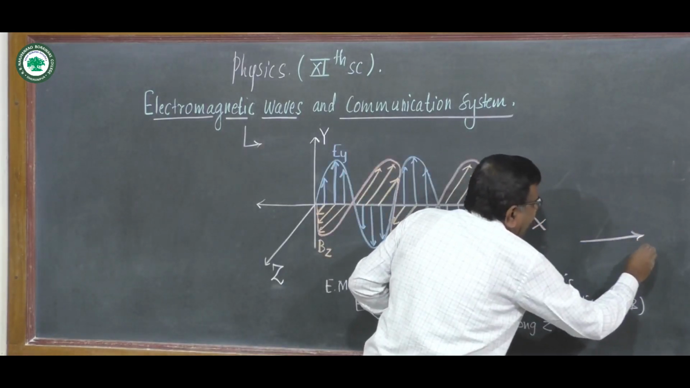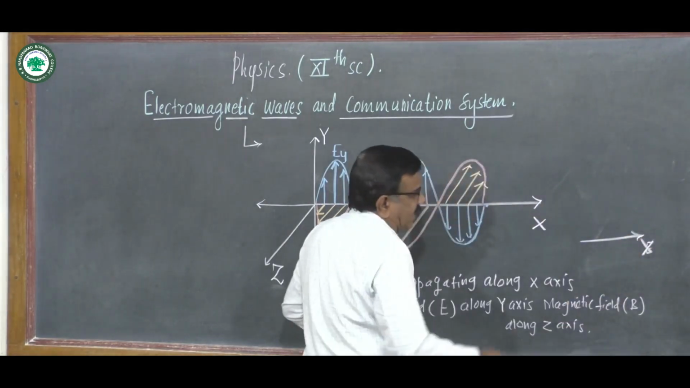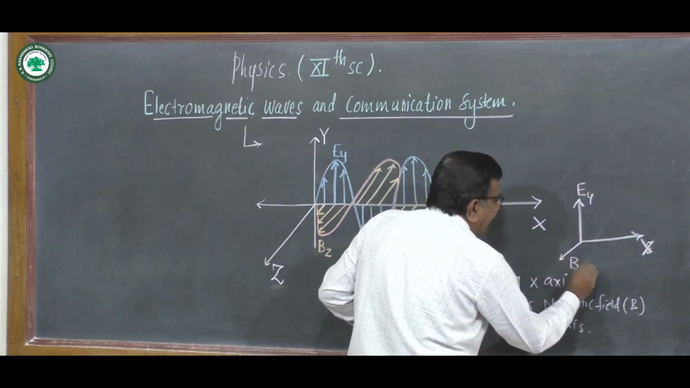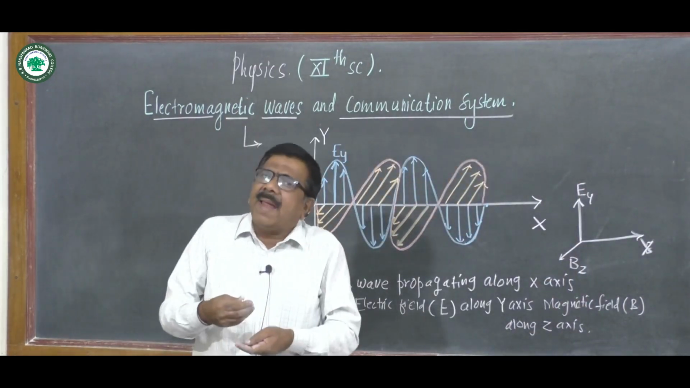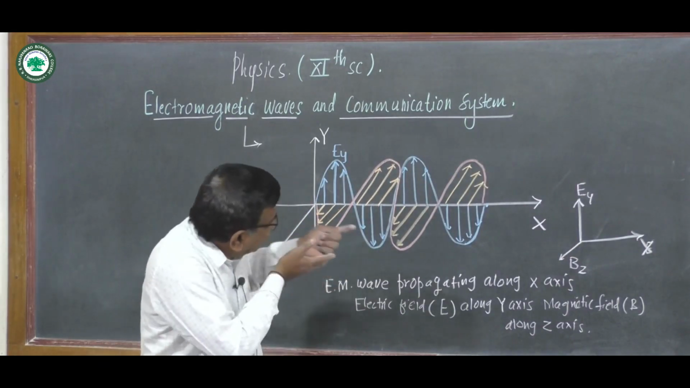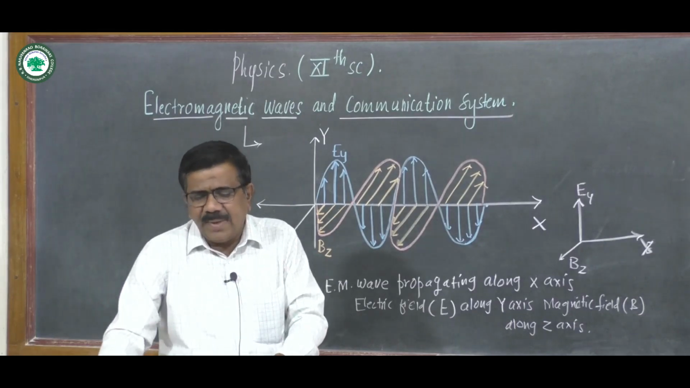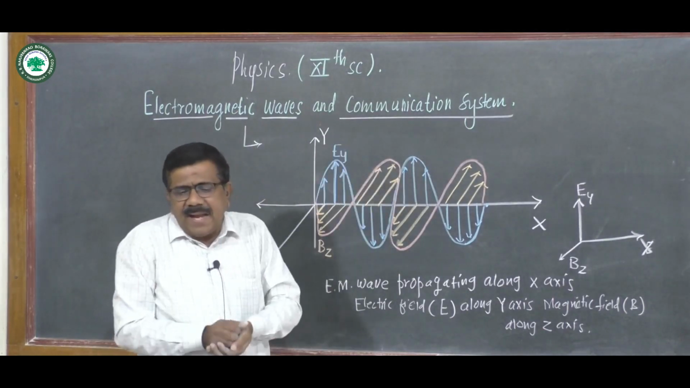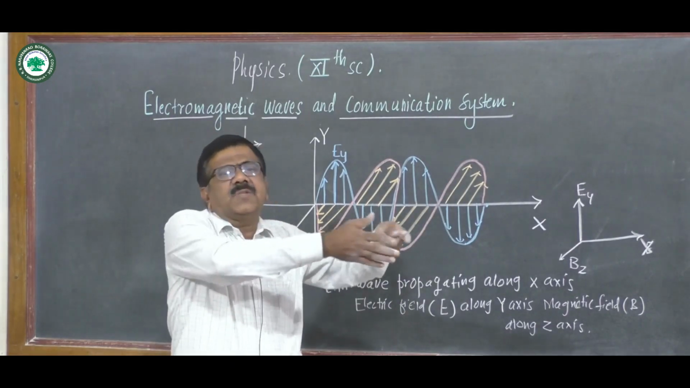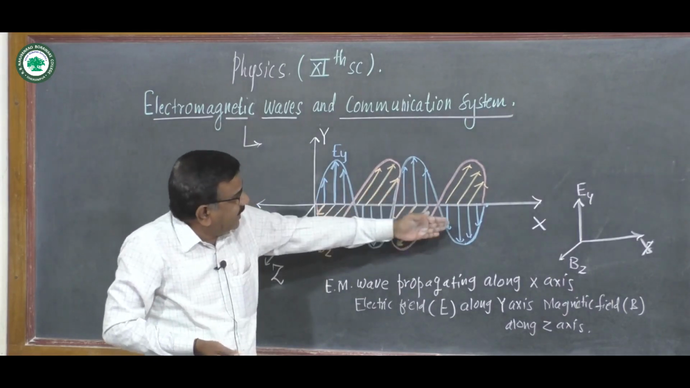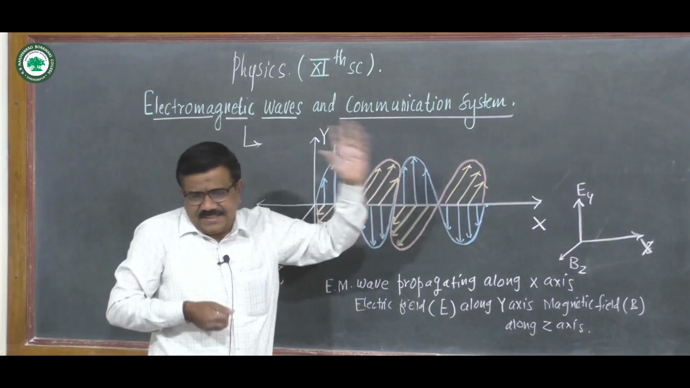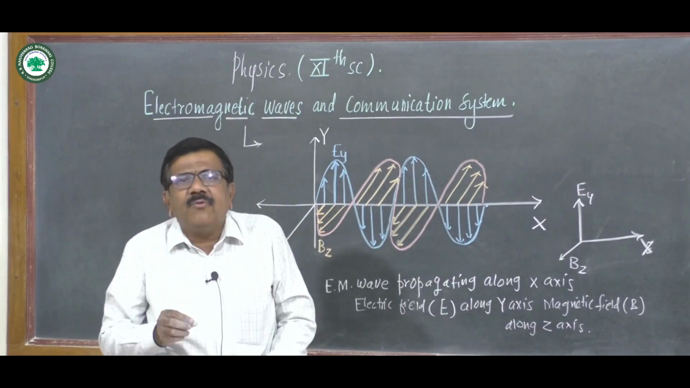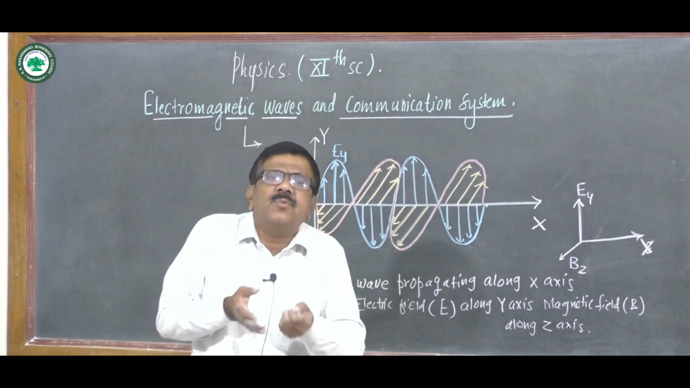Here, this is the direction of propagation, along this x-axis, the direction of the EM wave. Along this axis there is electric field, and along the z-axis there is magnetic field. These oscillating electric and magnetic fields regenerate each other, and electromagnetic waves travel through space or through a medium. There are periodic changes in electric and magnetic fields which propagate through space. Thus, energy can be transported in the form of electromagnetic waves.